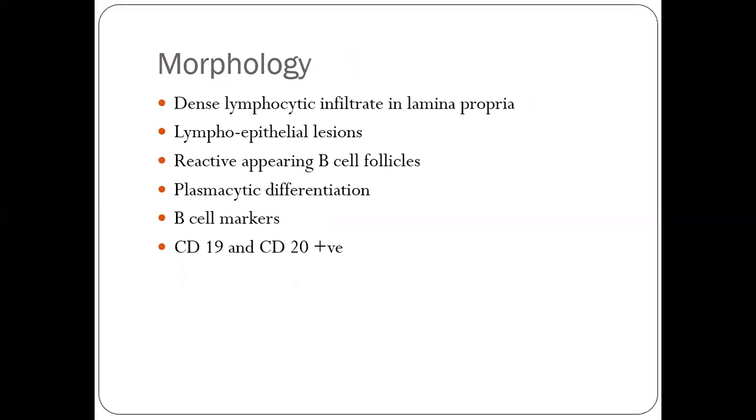And how they look under the microscope: there is a dense lymphocytic infiltrate in the lamina propria of the stomach, and there are lymphoepithelial lesions, that is presence of lymphocytes in the epithelial cells, and there are reactive appearing B lymphocyte follicles. Sometimes there may be plasmacytic differentiation, and these cells are positive for B cell markers, that is CD19 and CD20.